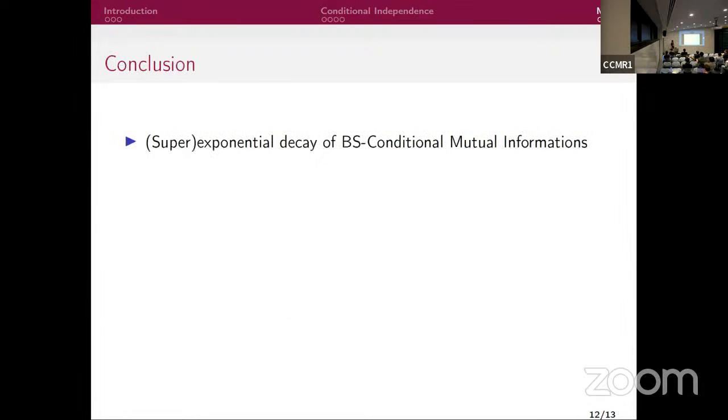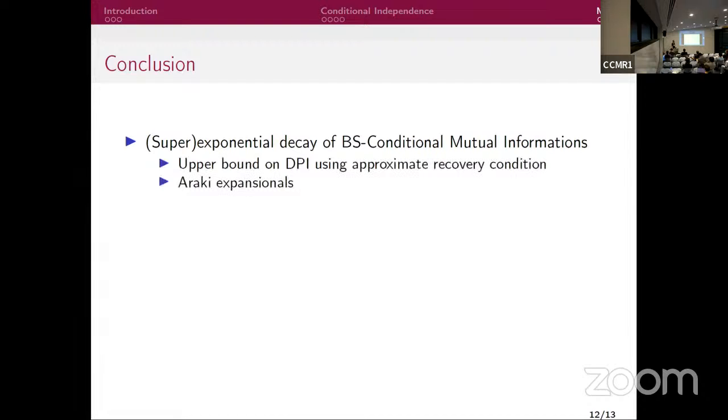Okay, so this is where I come to the conclusion, just to wrap up the steps that we had before. We prove this super exponential decay of a certain form of BS conditional mutual informations. There are two steps involved. One is that we go from this quantity to a data processing inequality with these recovery maps. And then in the second step, once we have these recovery maps, we use this technique that is crucial for most results in 1D Gibbs states, which are these hierarchy expansionals.